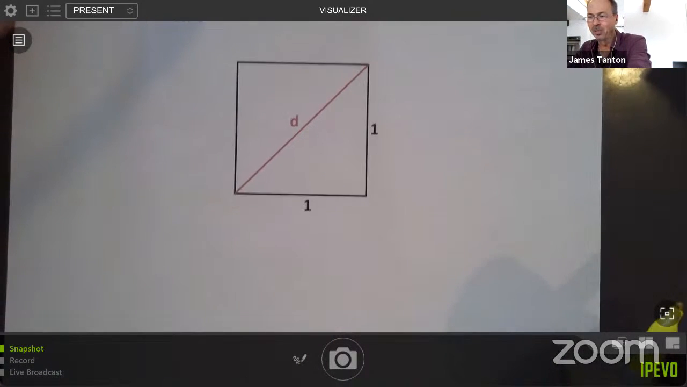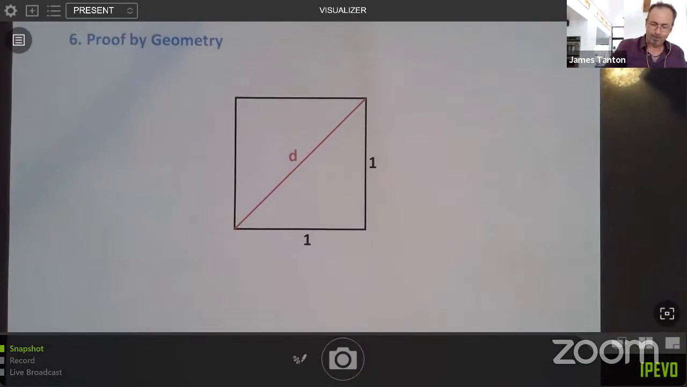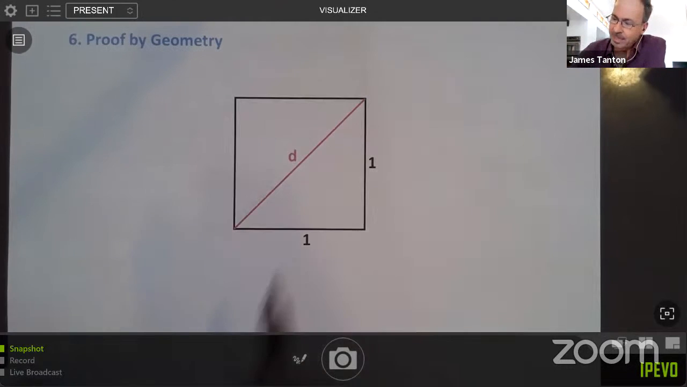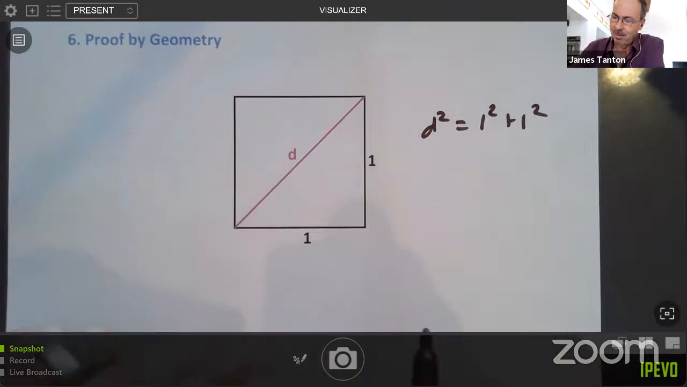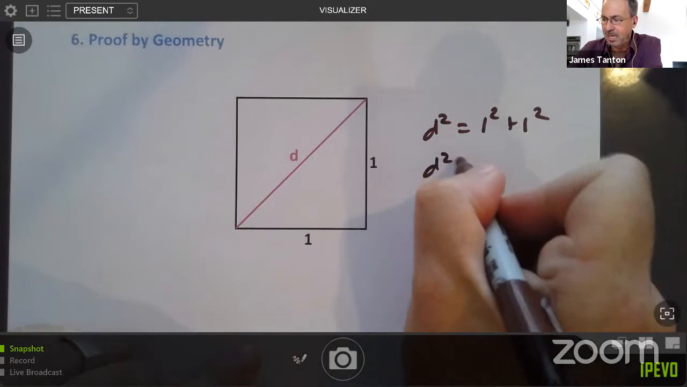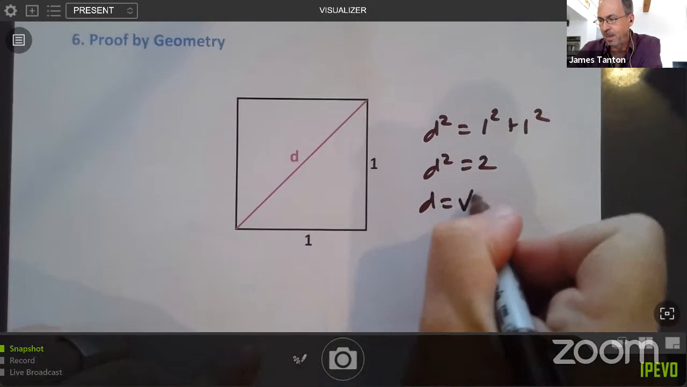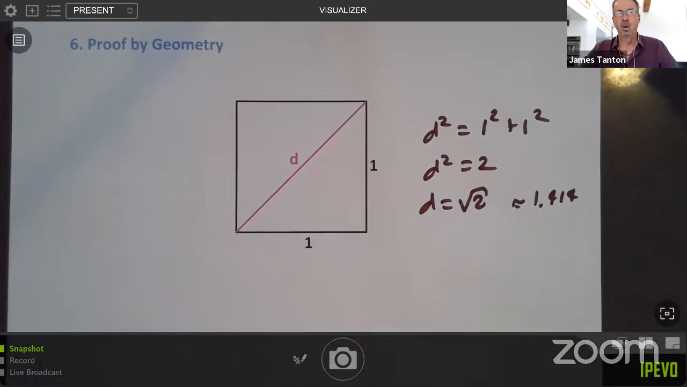This time I'll go back to, whoops, there it is. Here's a 1 by 1 square, and I'm going to try to work out the length of the diagonal. This is basic school geometry now. The Pythagorean theorem helps me, because I can say that d squared must be 1 squared plus 1 squared. Yep, a squared plus b squared equals c squared. D squared must be 2, so d must be the square root of 2, which is about 1.414, if I remember correctly. So the length of that diagonal is about 1.414 units, the square root of 2 units as a length.